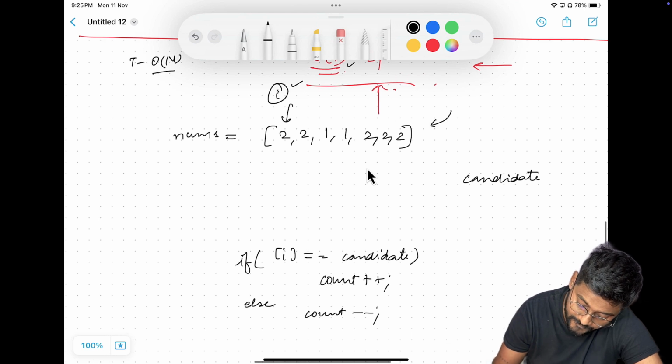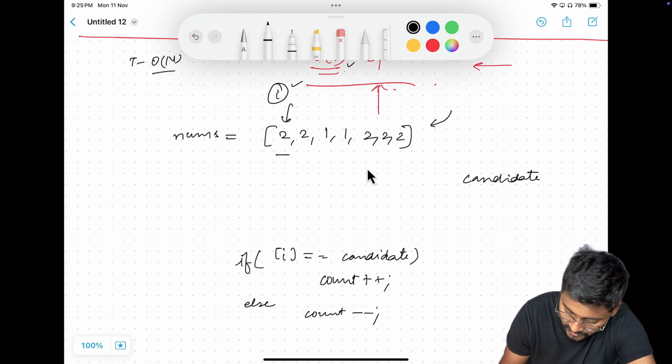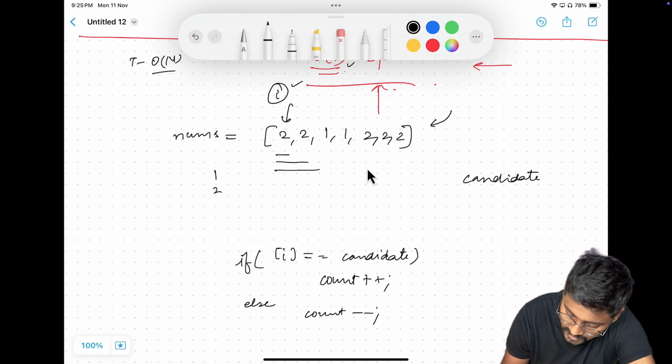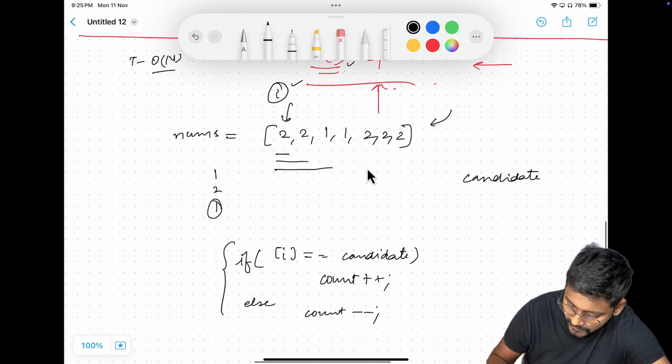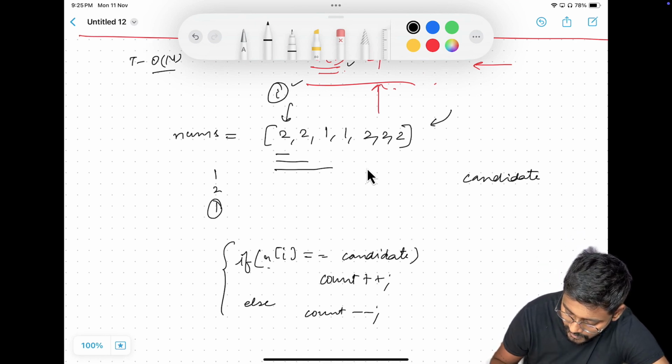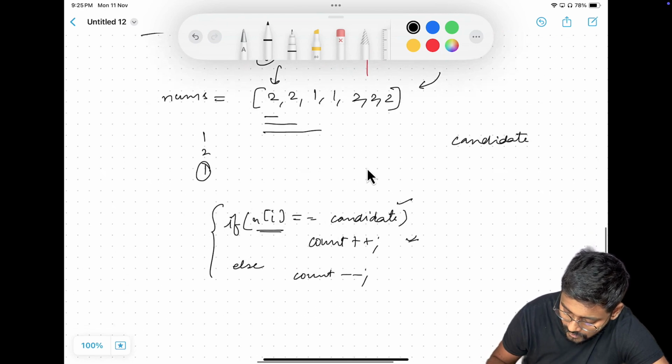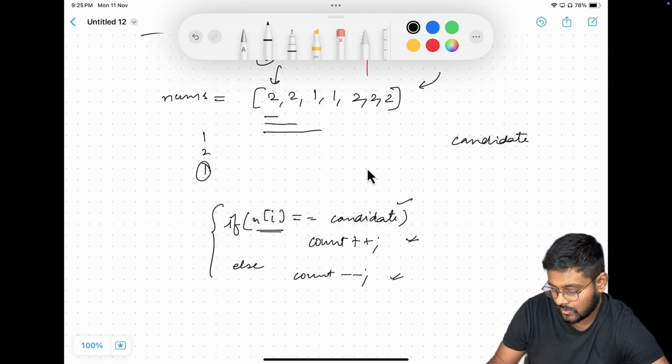So let's say here, if we consider a subarray with only one element, the count of 2 is 1. For this subarray, the count of 2 is 2. For this subarray, we will just reduce the count. We'll make the count 1. So the intuition is that if the ith element is equal to the candidate, we'll just increment the count. Otherwise, we will decrement the count.